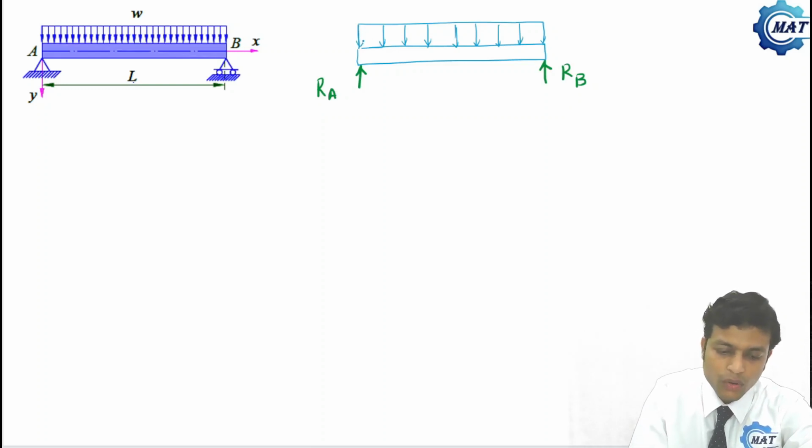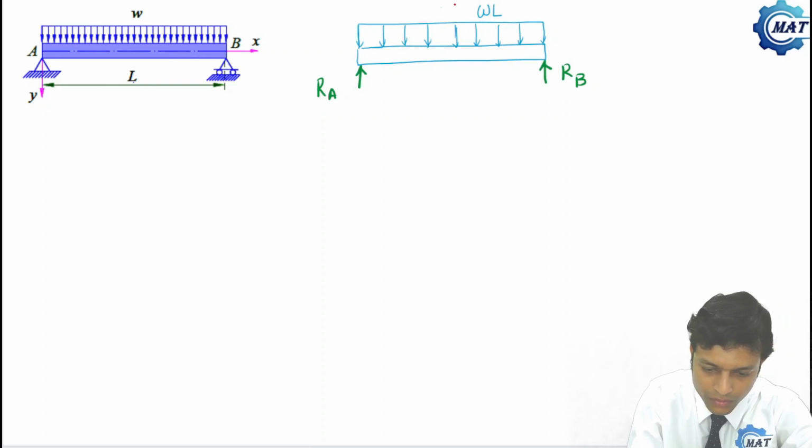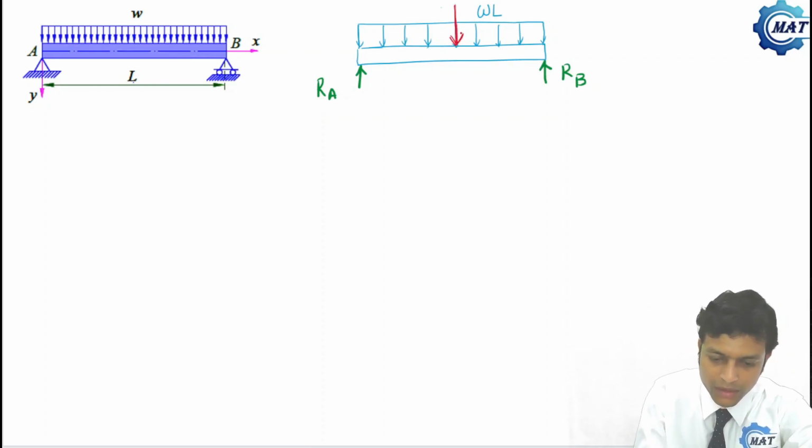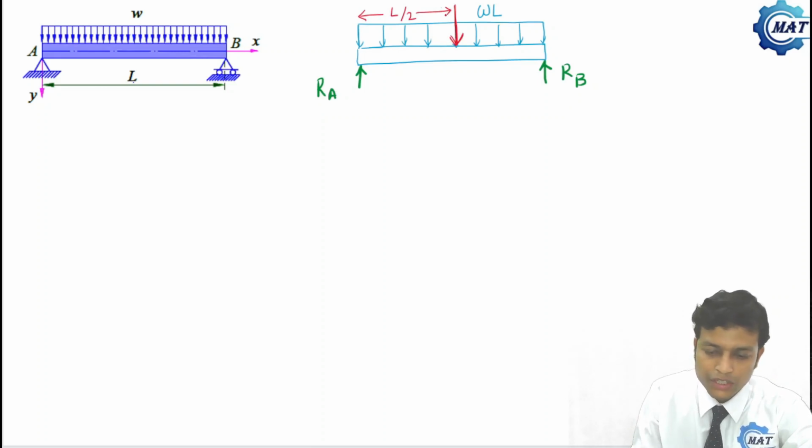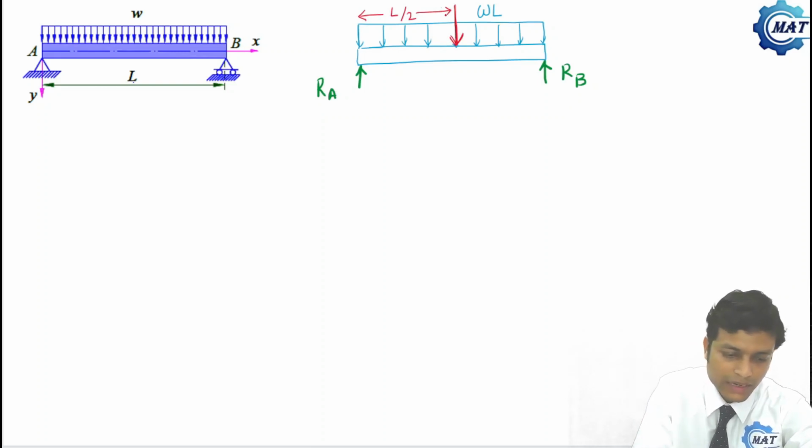So total load on the beam is what? If length is L, then the total load is w into L. And the resultant force will act through the midpoint of the beam. This is wL, which is acting through L by 2, that is the midpoint of the beam. Now if we apply the equations of statics, that is what we will get.